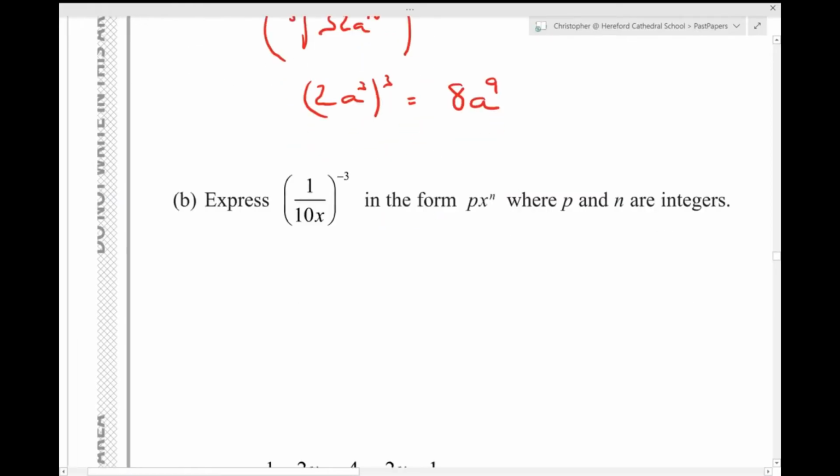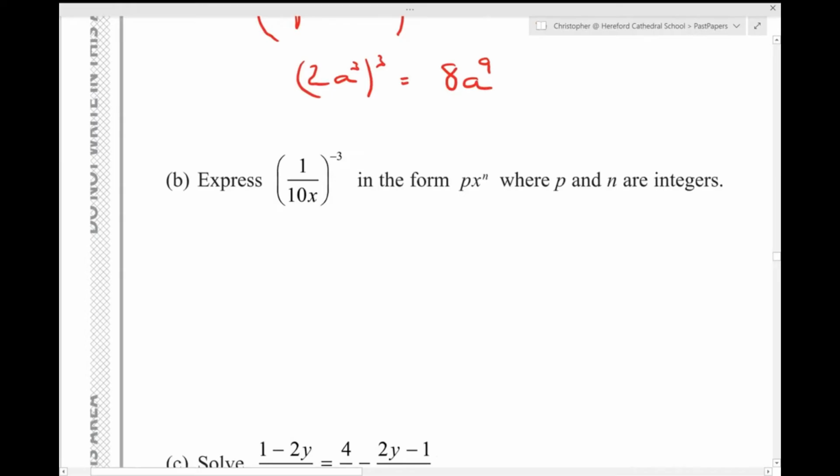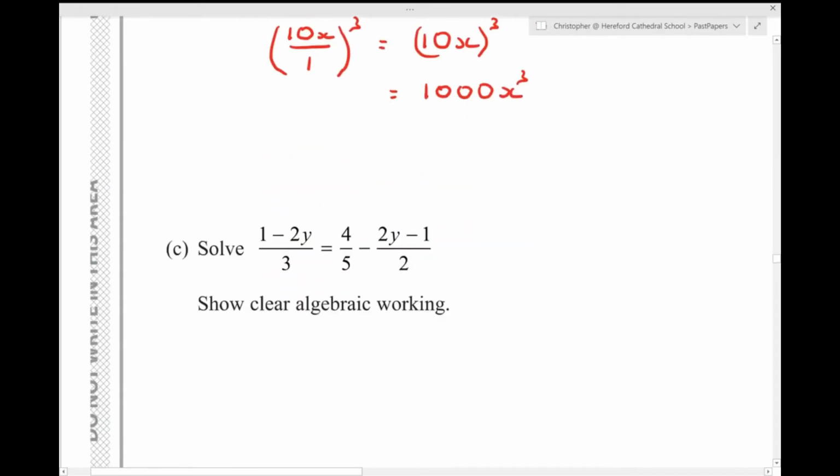Part B. Right, well, I've got something to the power of -3. So the first thing I'm going to do is find the reciprocal of that. And now it's to the power of 3. So this is just 10x to the power of 3. 10 times 10 times 10 is 1,000. And x times x times x is x cubed. Part C.